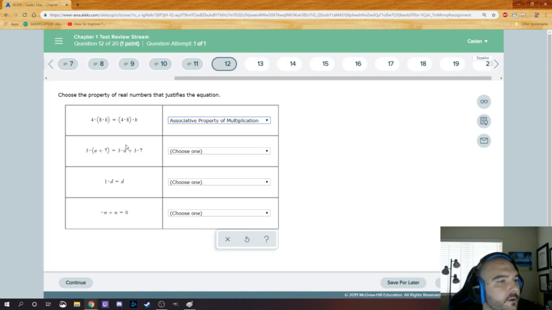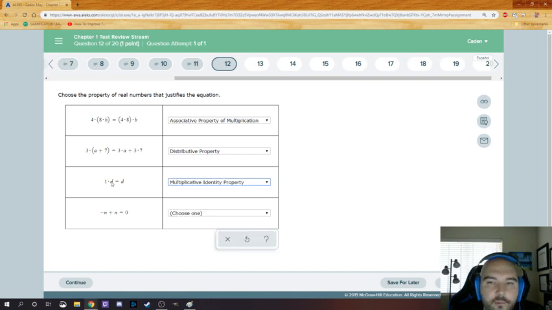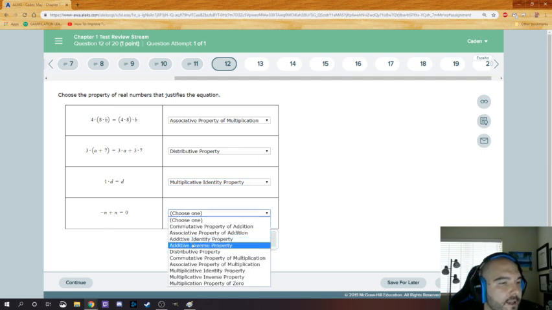The next one over here says 3 times a plus 7 equals 3a plus 3 times 7. Now this one might be a little hard to tell. You'll notice it became 3a and 3 times 7. 3 wasn't near the 7 initially, so how did it get over there with the 7? Well, they must have distributed it. You don't normally have a multiply sign here, but the only way to make 3a and 3 times 7 is to do 3 times a, 3 times 7, and that means you did it into the parentheses, so distributive property. 1 times d equals d. That is the multiplicative identity property, which says if you multiply something by 1, you get the same number again. And then last up here we have negative n plus n equals 0. That's the additive inverse property.